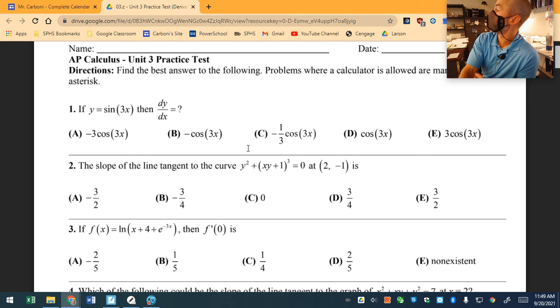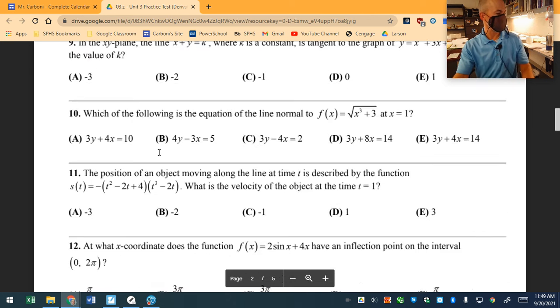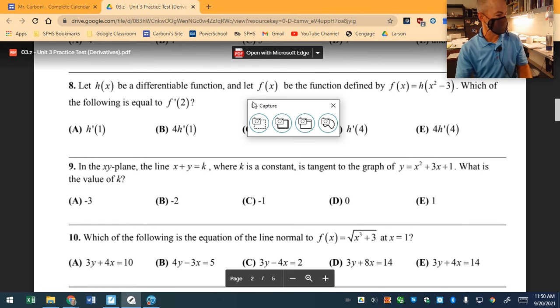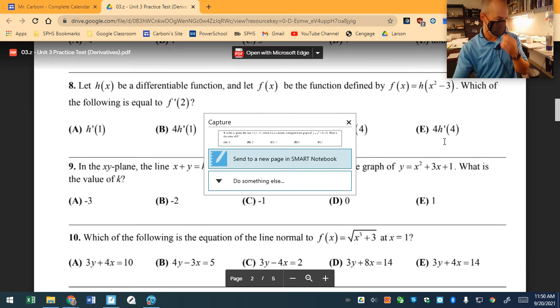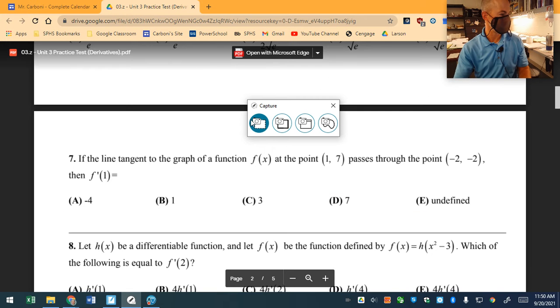What do we have? 9. We're probably going to get a lot of the same questions. 9 is a great question. I really like 9. Third period asked for 9 as well. What else while I'm grabbing? 7.